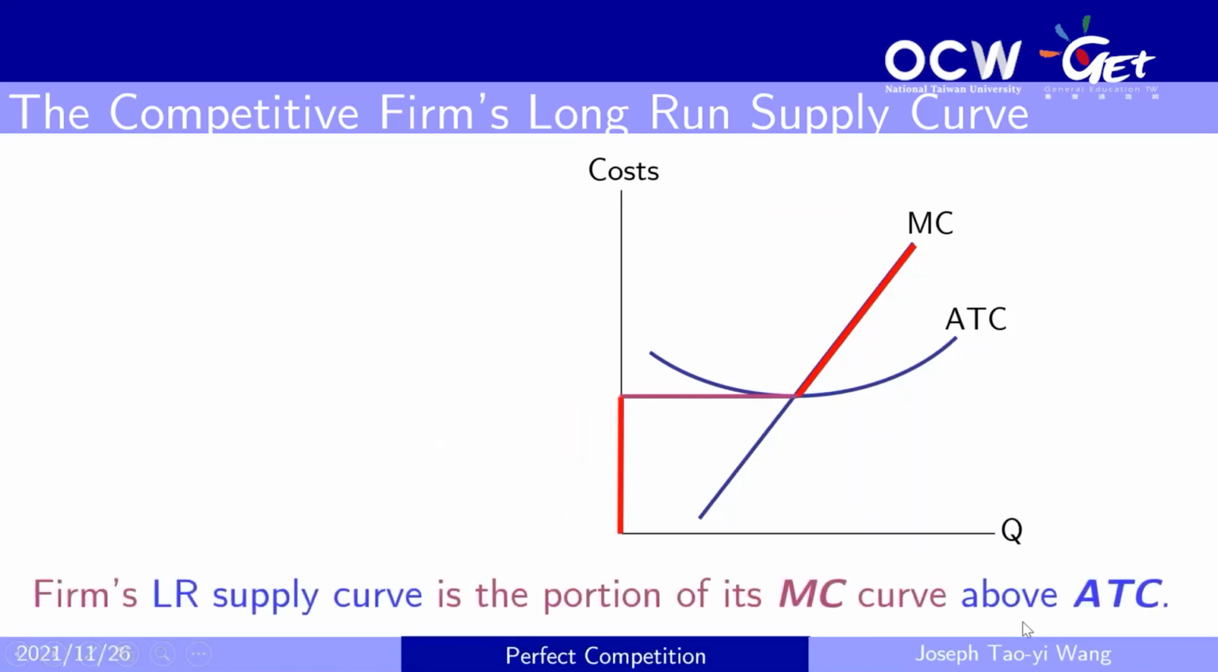So the long run supply curve of a firm is the portion of the marginal cost curve that's above the ATC. Remember, in the short run, it was the AVC, the average variable cost. But in the long run, it's the average total cost curve.